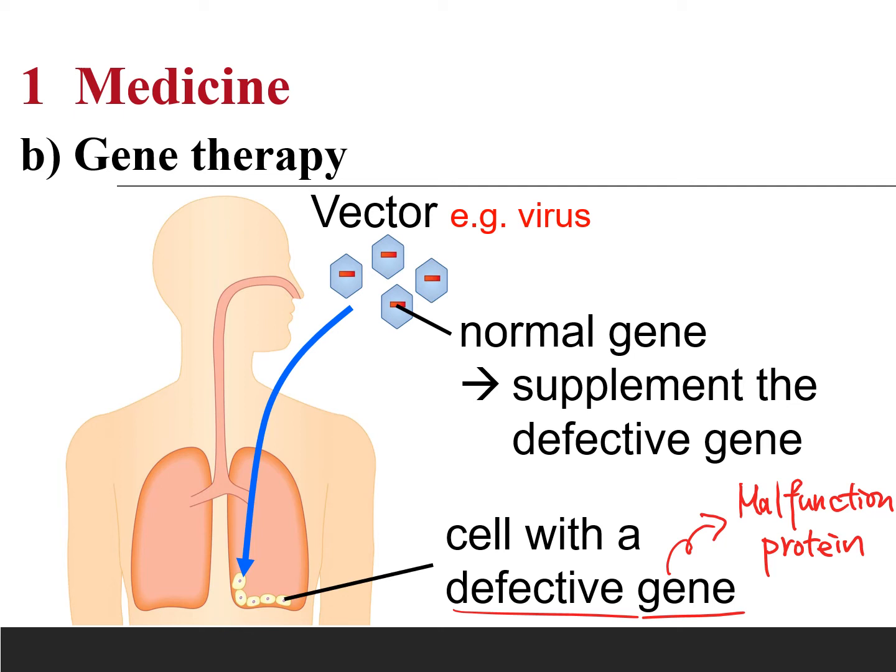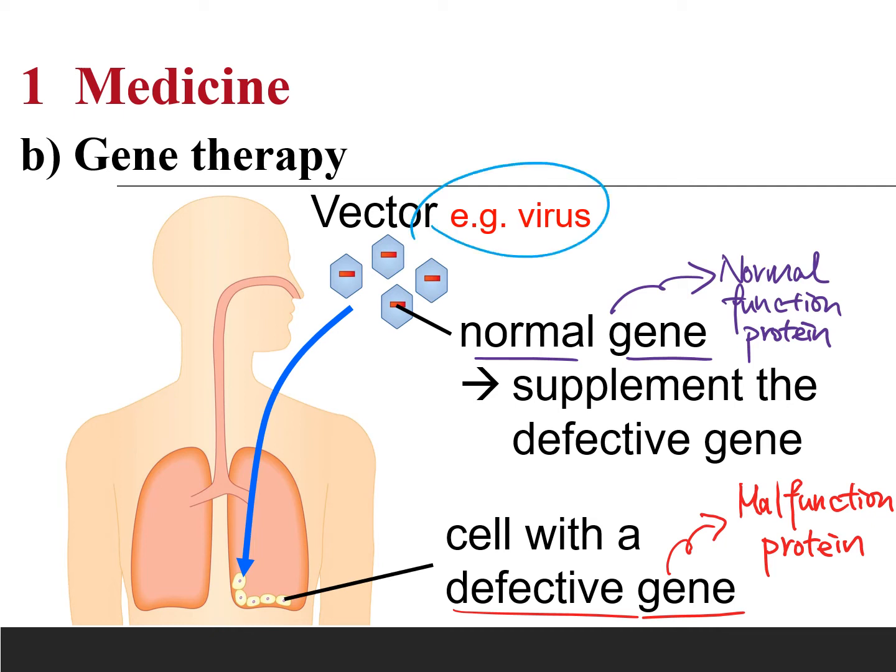And now, with the help of gene therapy, we can use a vector 載體, such as a virus, to carry a normal gene, which will be able to produce a normal function protein. With the help of this normal gene, making a normal function protein, it helps to supplement the defective gene. Now, with a normal function protein, you can help the function and replace the function of the malfunction protein.